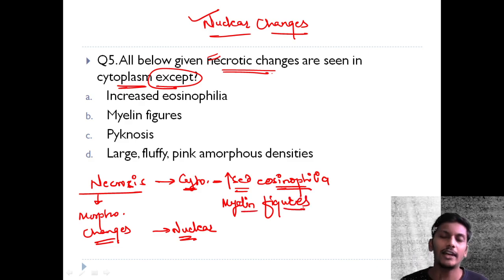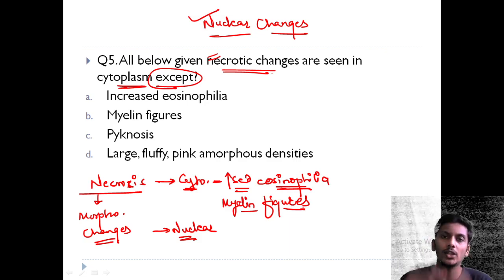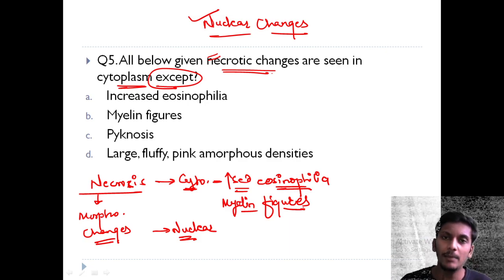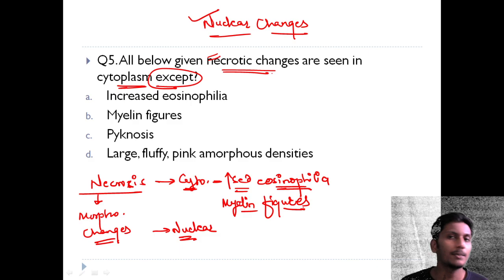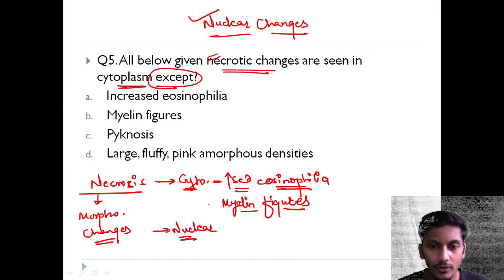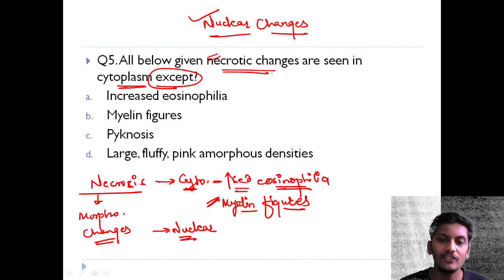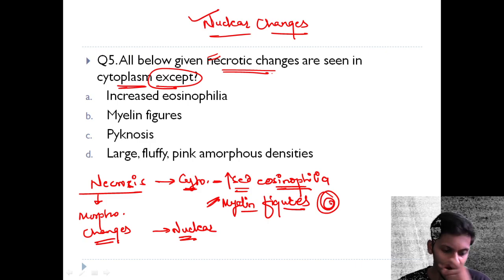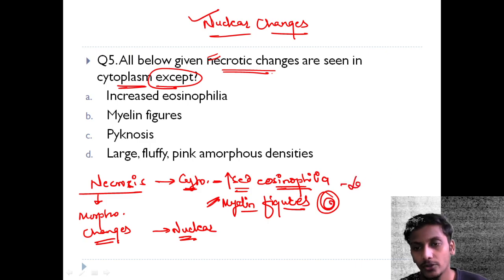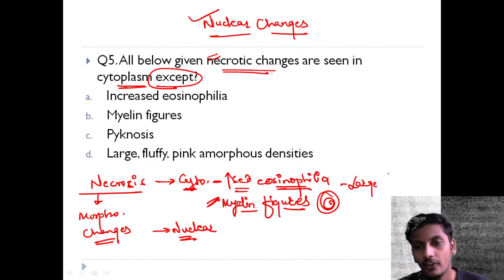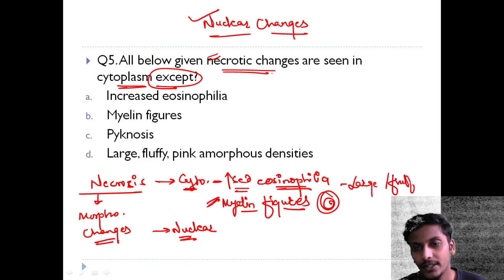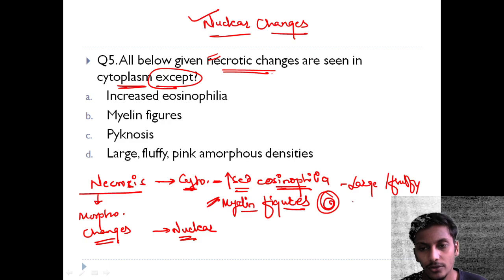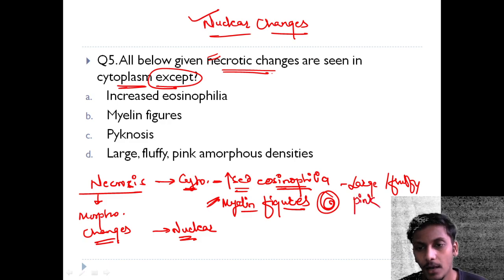What usually happens in necrosis? The cell membrane, plasma membrane or organellar membrane, which is made up of phospholipids, is broken down, and all these broken down phospholipids accumulate and form these concentric figures known as myelin figures, right? Important one. Next, they can also lead to large fluffy pink amorphous densities.